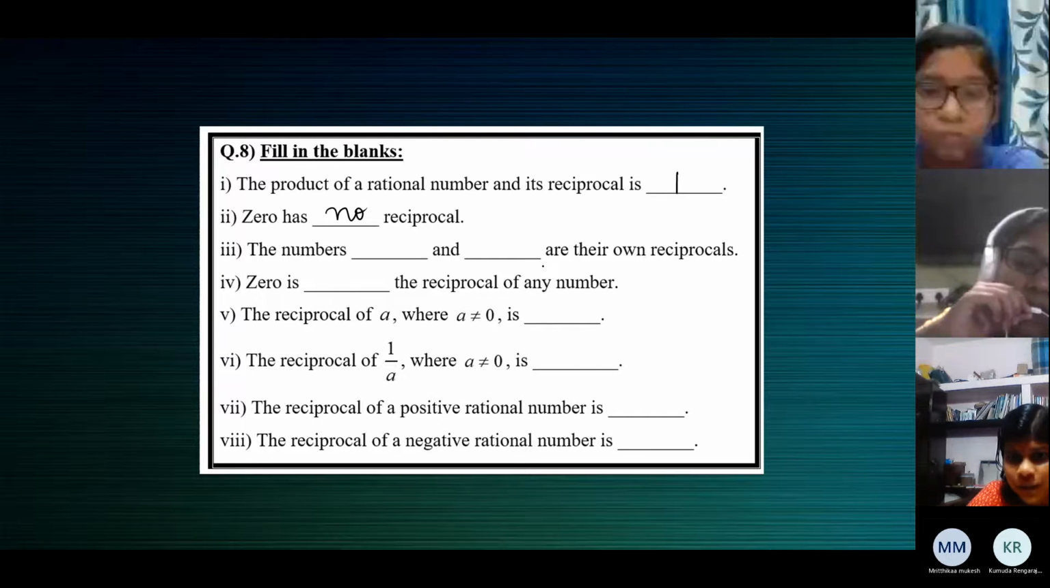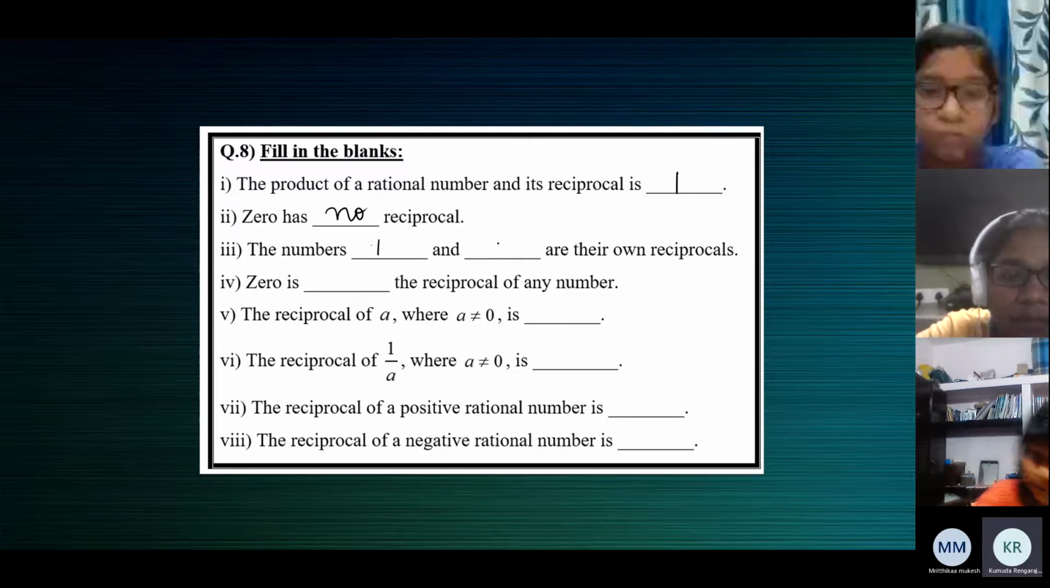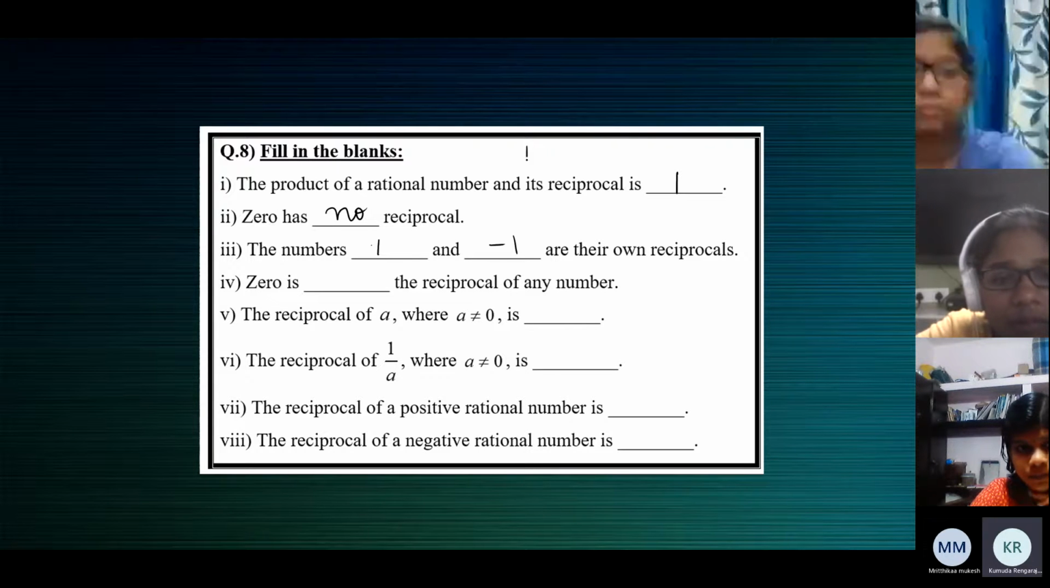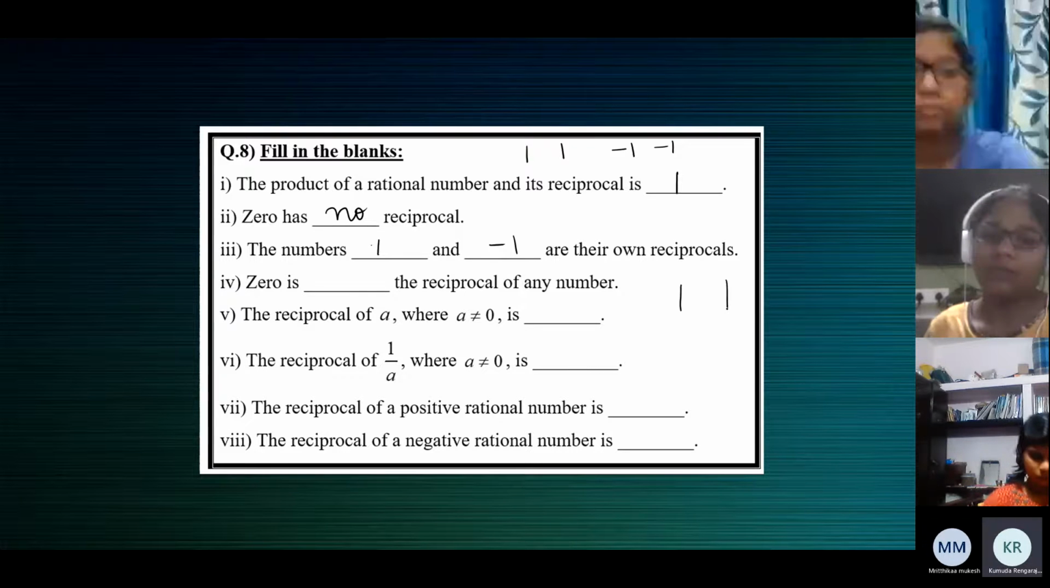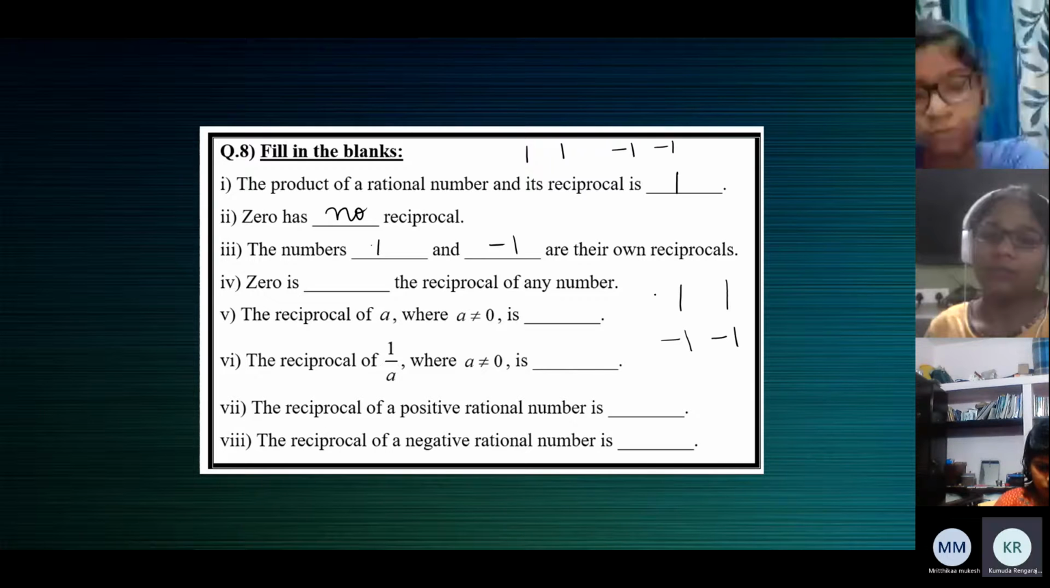Minus 1 and minus 1. Ma'am, -1 and +1. Yes, correct. Very good. Numbers +1 and -1, or you can simply say 1 and -1. Because what is the reciprocal of 1? 1 itself. What is the reciprocal of -1? -1 itself. The reciprocal of 1 is 1. The reciprocal of -1 is also -1. Because 1 into 1 is 1, and -1 into -1 is 1.